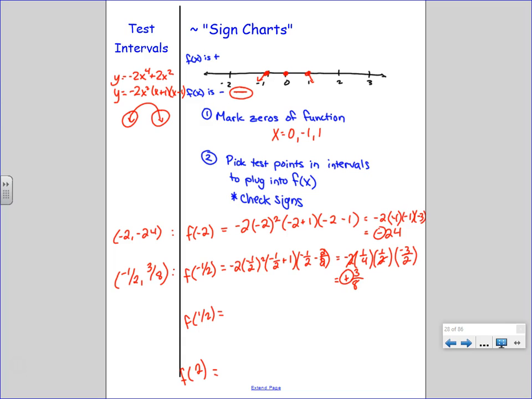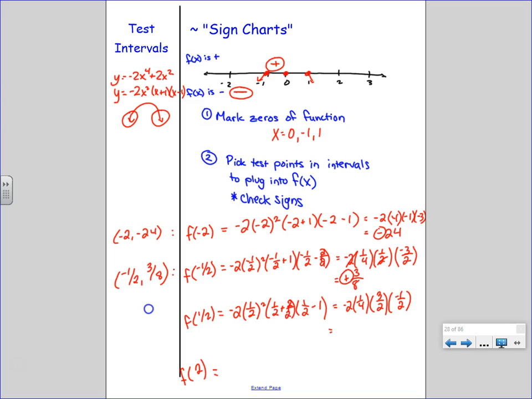Long story short, what's the sign of this one? Positive. So I'm going to say, hey, it goes above somehow. Now I'm going to plug in 1/2. Negative 2 times 1/2 squared times 1/2 plus 1 times 1/2 minus 1. I'm going to end up with negative 2 times 1/4 times 3/2 times negative 1/2.